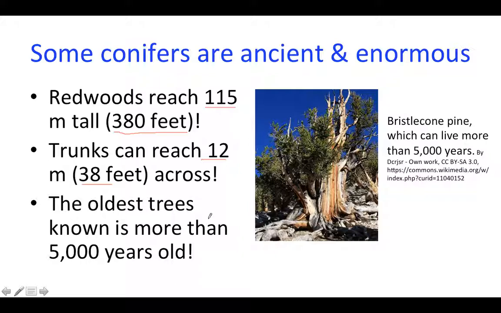And the oldest known trees are conifers. The oldest known ones are more than 5,000 years old. So if you imagine what was happening 2,000 years ago, more than double that, and the trees are older than that still. So pictured over here on the right is a bristlecone pine, and some of these have been dated to be more than 5,000 years old.